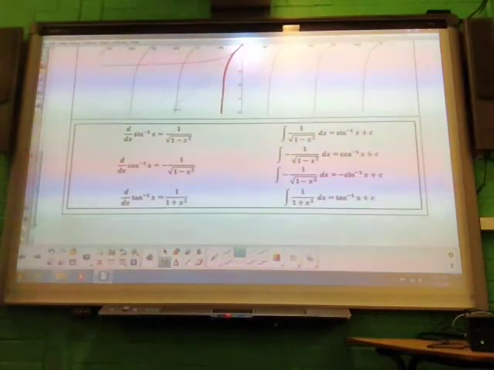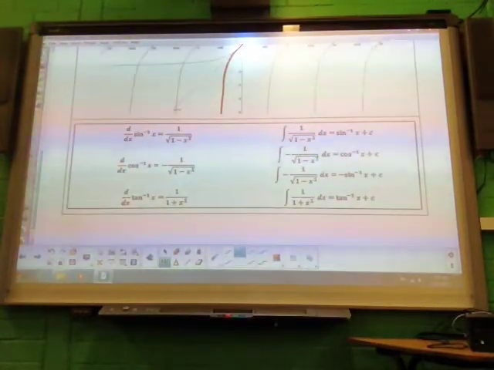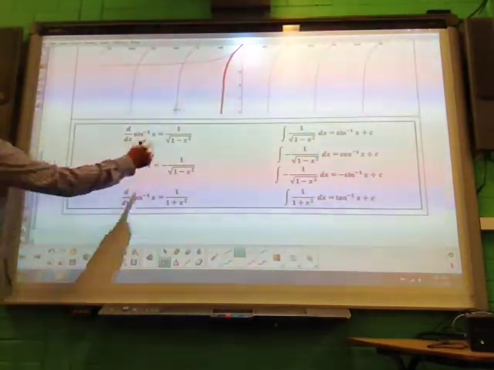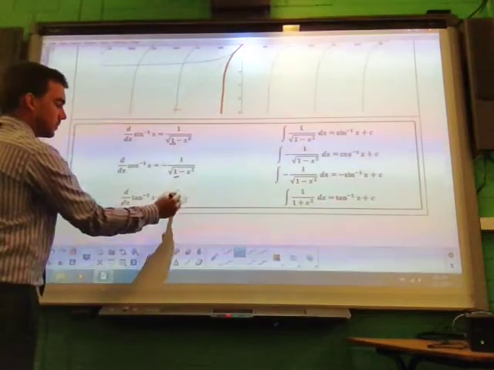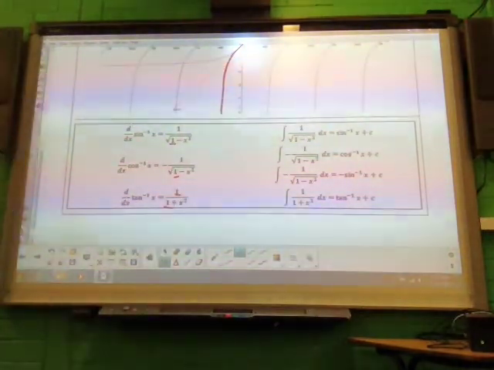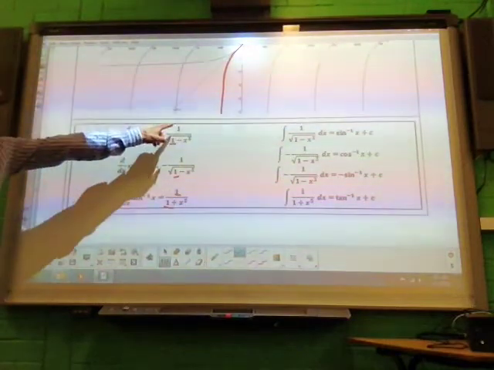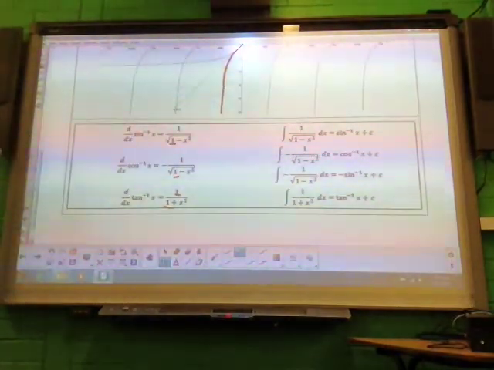Alright, here are your rules. These are all in your notes. Actually, I wouldn't write these ones down, I would write the next page, because these are just the generic ones for when you have ones. We will look at a general proof. When you differentiate sine inverse of x, you're going to get 1 over the square root of 1 take away x squared.